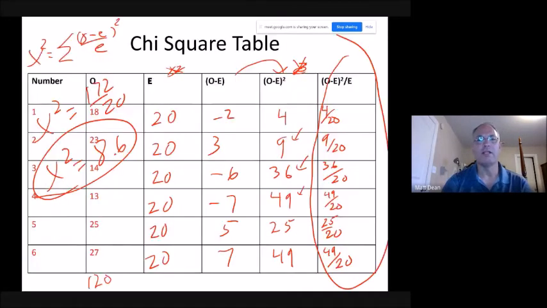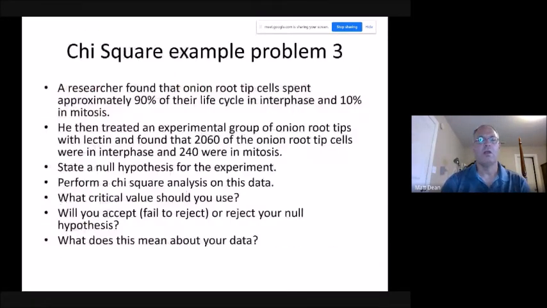All right, one more quick example then. Take a minute and read this slide, and I'll read it with you. So a researcher found that onion root tip cells spent 90% of their life cycle in interphase. That's the part of the cell cycle in between cell divisions. And 10% in mitosis. That's when the nucleus and ultimately the cell are dividing.